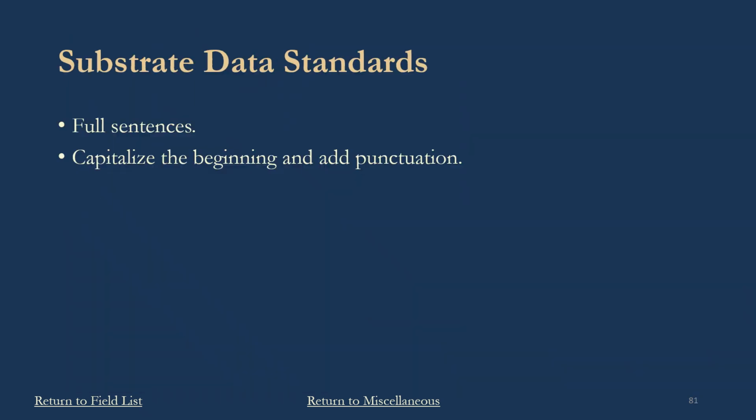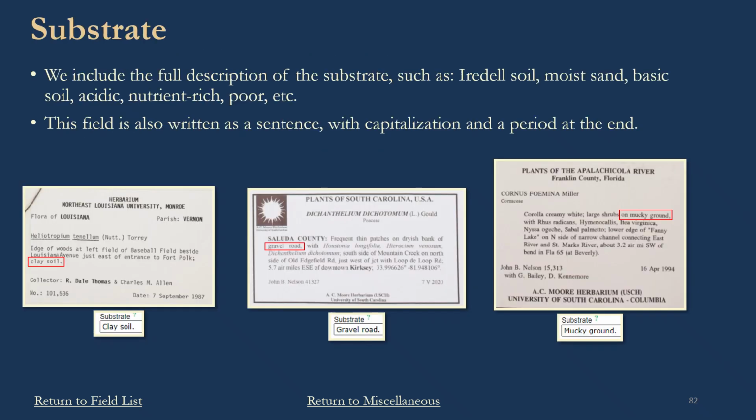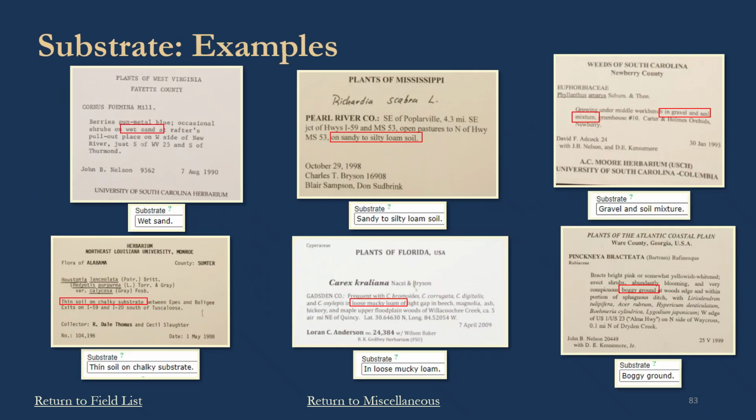We will now move on to the substrate field. Substrate data standards include writing in full sentences, that is, capitalizing the beginning, adding punctuation, and having a period at the end. In the substrate field, we include the full description of the substrate and write it as a sentence with capitalization and a period, similar to the habitat field. Here are a few more substrate examples, along with how the field would be entered.